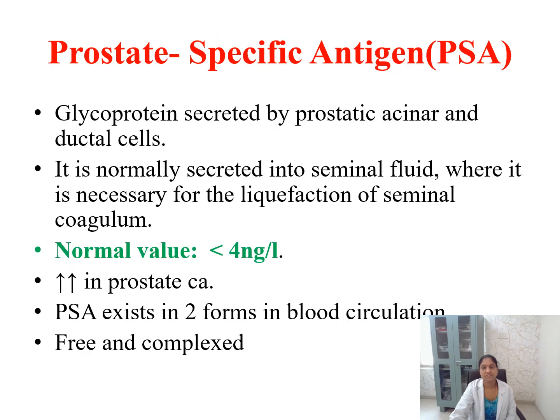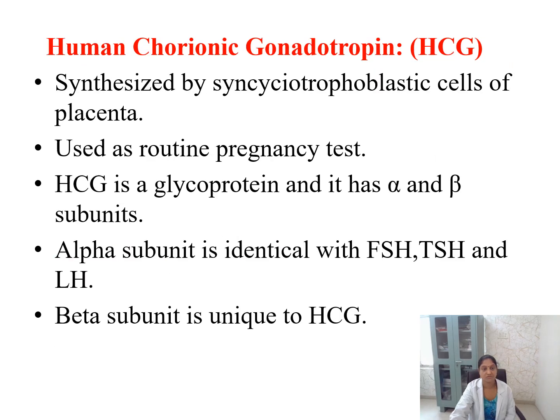Prostate-specific antigen, PSA, is a glycoprotein secreted by prostate acinar and ductal cells. It is normally secreted in seminal fluid, where it is necessary for the liquefaction of the seminal coagulum. Its normal value is less than 4 nanograms per milliliter. It is increased in prostate cancer. PSA exists in two forms in blood circulation: the free form and the complex form.